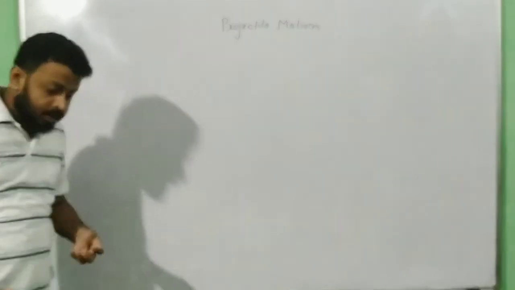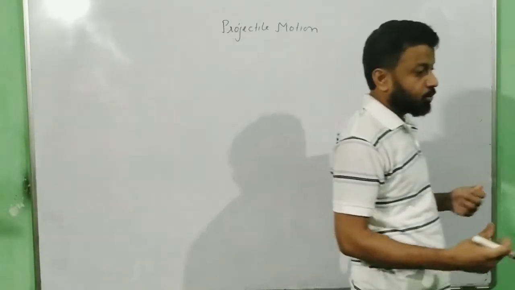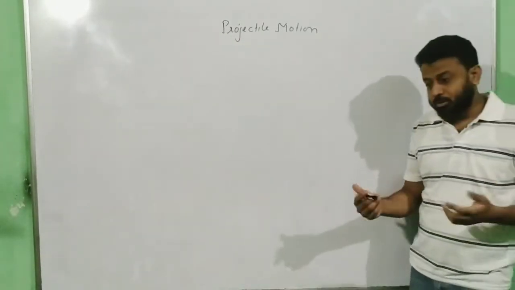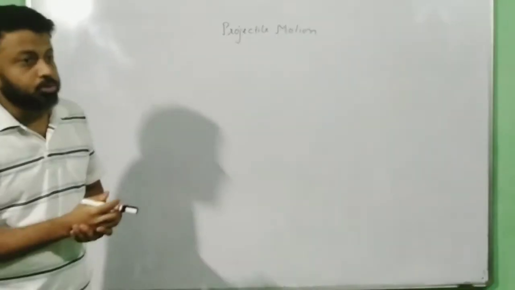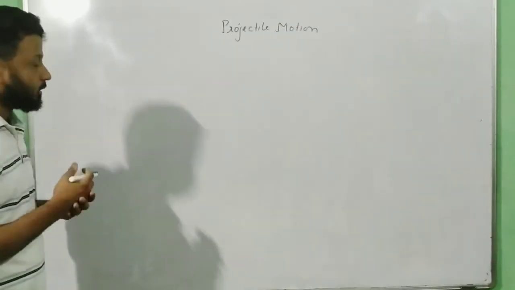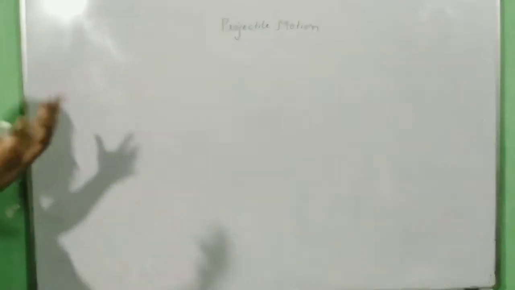Towards the end, I am going to derive the formulas for time t equal to 2u sin theta by g, h equal to u square sin square theta by 2g, and also the formula for range, that is u square sin 2 theta by g. Some students requested me to derive all those things, so I will do that towards the end.